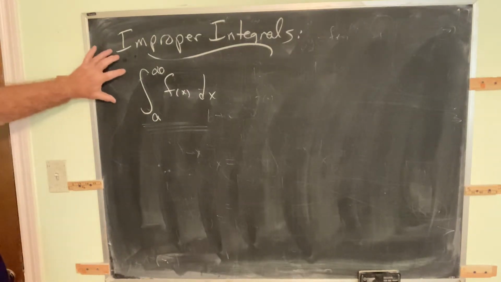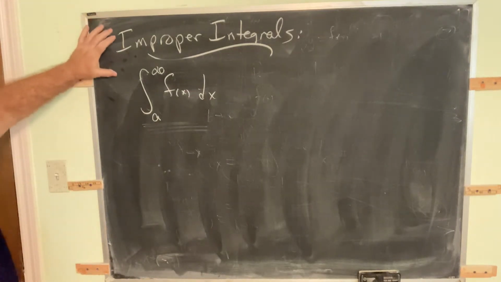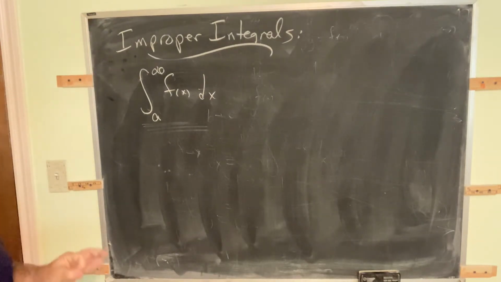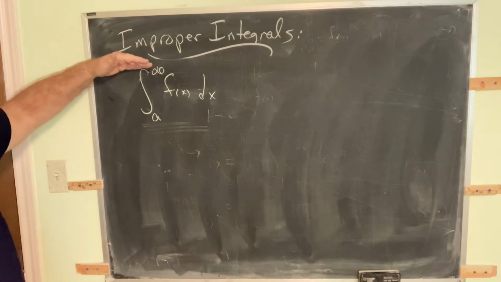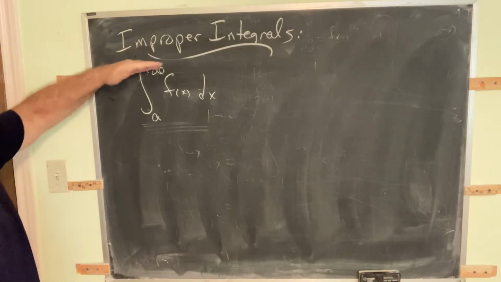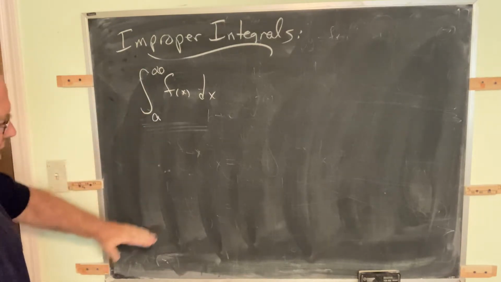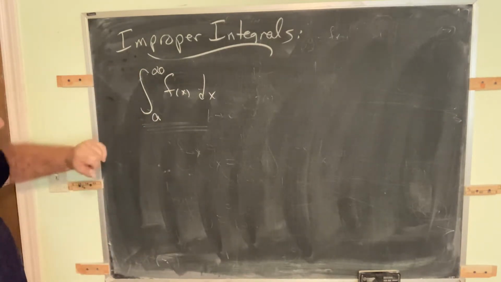So we're now going to introduce this notion of improper integrals. This is our first case. An improper integral is an integral where either the upper or the lower or potentially both limits are infinite. We'll cover the other scenarios. There are three scenarios. This is the first.